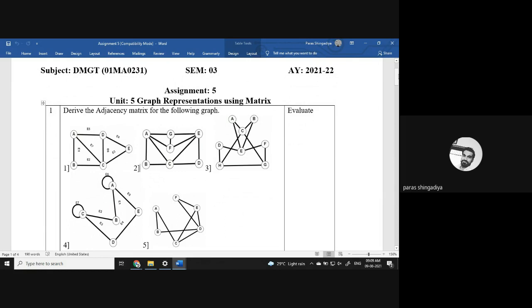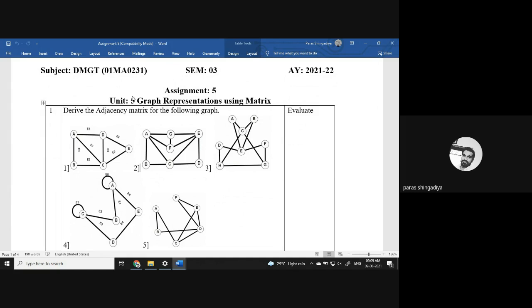Derive the adjacency matrix of the following graph. To know the meaning of adjacency matrix: in an adjacency matrix we are checking the relation between vertex and vertex. So you can also mention the definition here. It is always a square, n cross n symmetric matrix with A equal to Aij, where Aij is equal to 1 if the ith and jth vertices are adjacent. If they are not adjacent, we will put a 0.